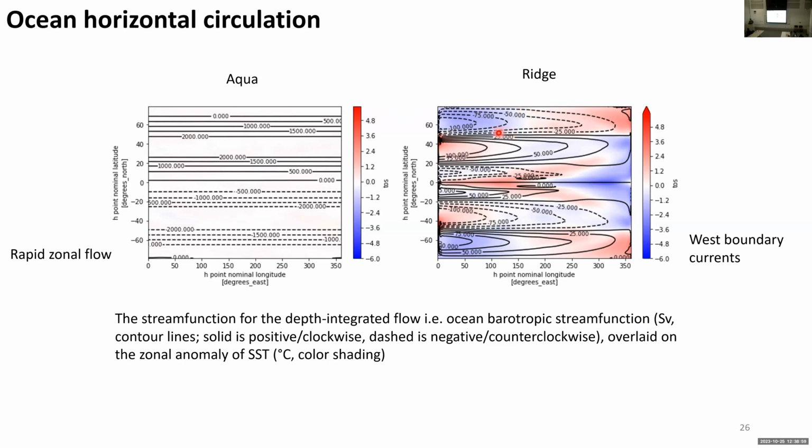And for the ridge, the contours are the stream functions. They indicate the direction of the velocities, and we can see the solid is positive, clockwise. So in this gyre, the circulation goes to the east and then turns back, goes westward and goes northward. It's very similar to the real world ocean circulations. And we have the western boundary, a very energetic and rapid jet flow at the west of the oceans, like the Gulf Stream or the Kuroshio.